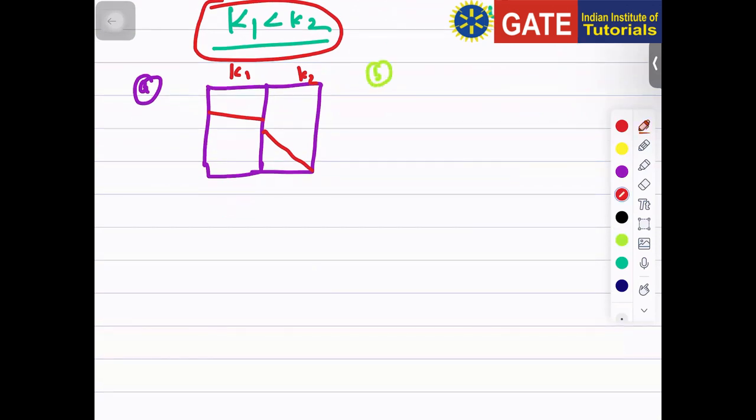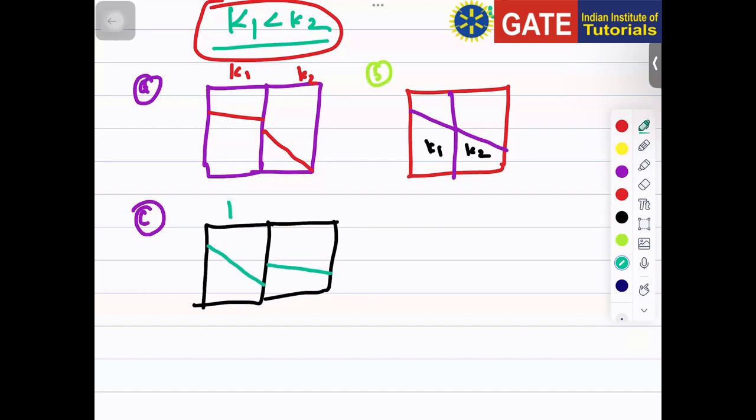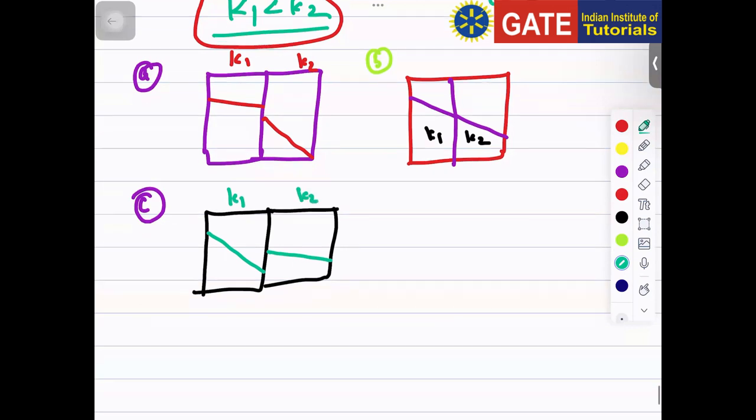Option B, again this is K1 and K2. The option C is here K1 and K2. So just tell me about all of these questions, A, B, and C. So what is the relation between K1 and K2 in A, B, and C? All tell me.